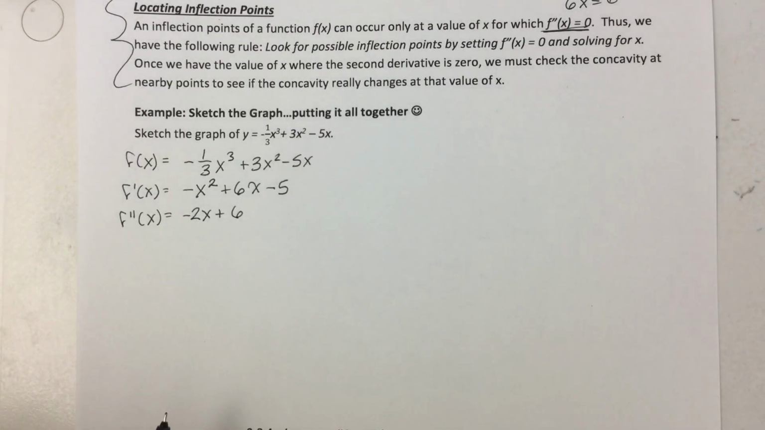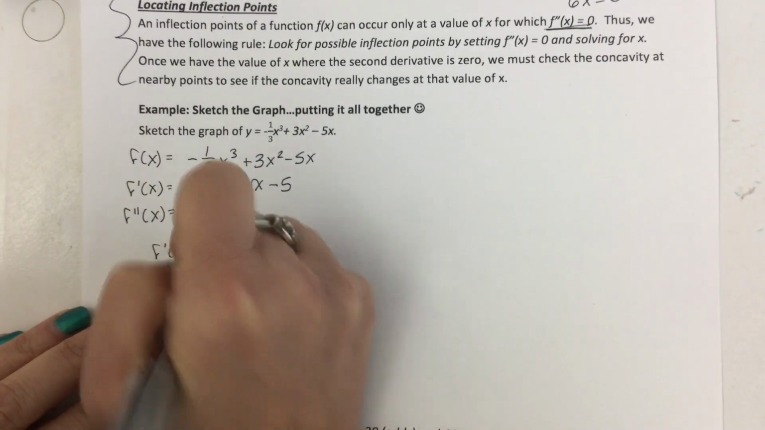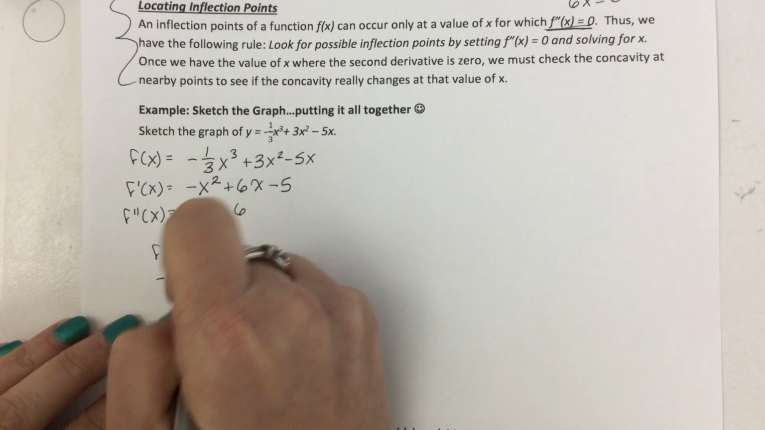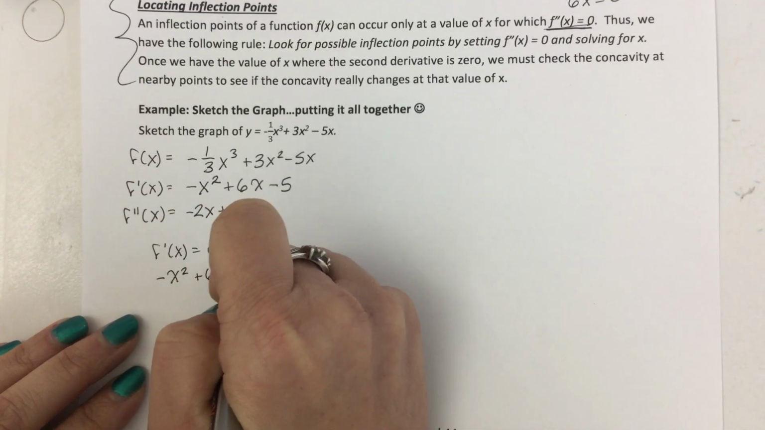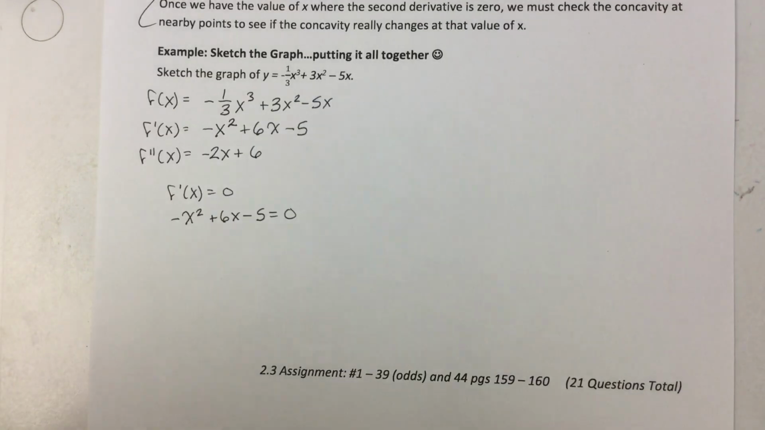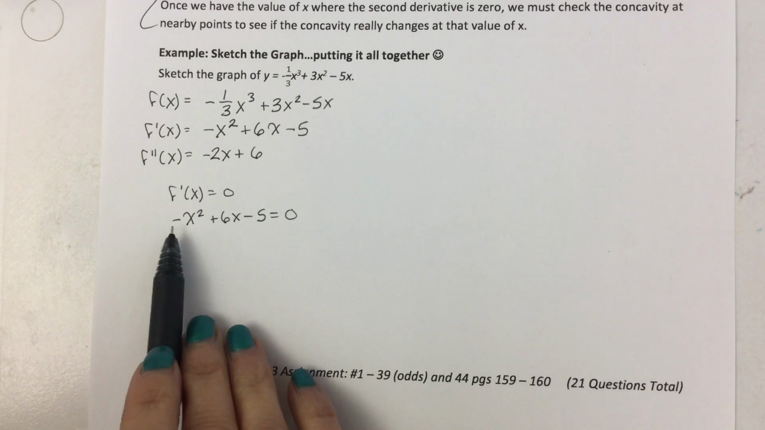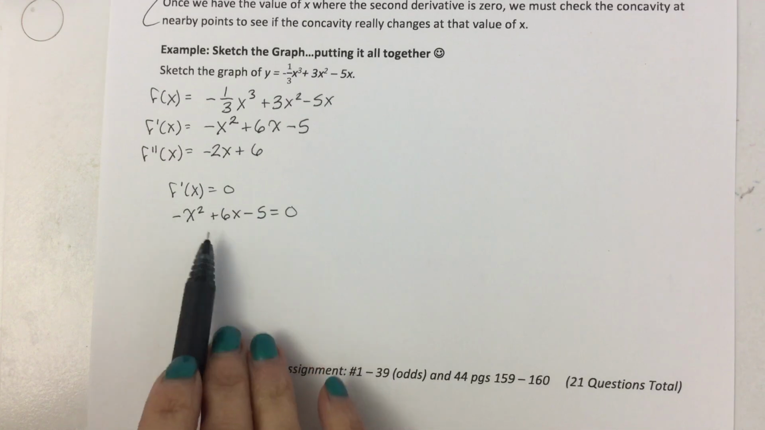Now, if I want to find possible extreme points, you take the first derivative and you set it equal to 0. So negative x squared plus 6x minus 5 equals 0. Now here, there are a few different things you can do. There is a value in front of my squared term, so you cannot jump right to multiply add. You could do the multiply add method where you found the two numbers.